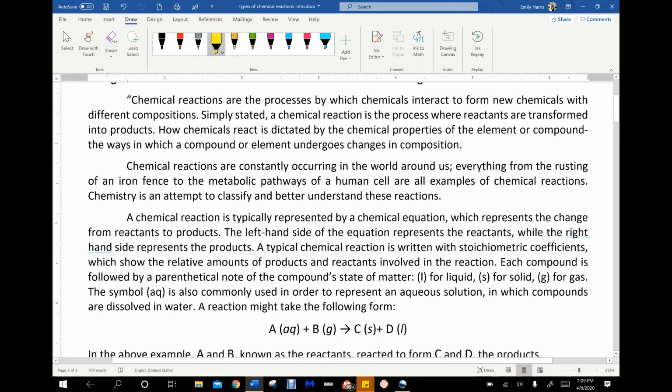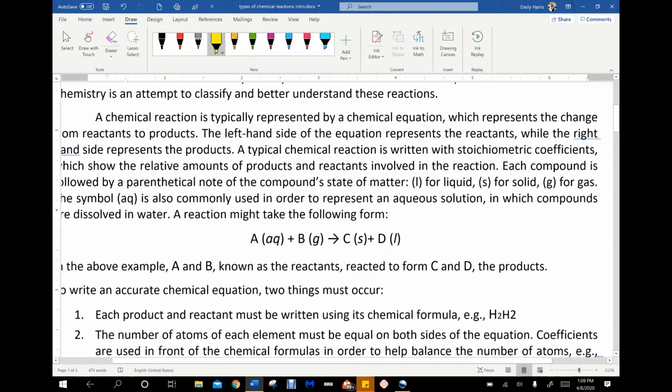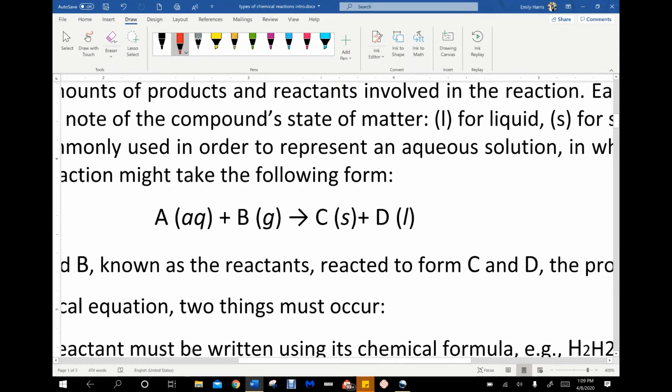We also talked about how when we're communicating about a chemical reaction, we'll typically represent it using a chemical equation, where we have the reactants on the left, the products on the right. The arrow is in between, showing the transition from reactants to products. And each of the reactants and products are followed by a state symbol that tells you what state of matter they're in: aqueous, gas, solid, or liquid.